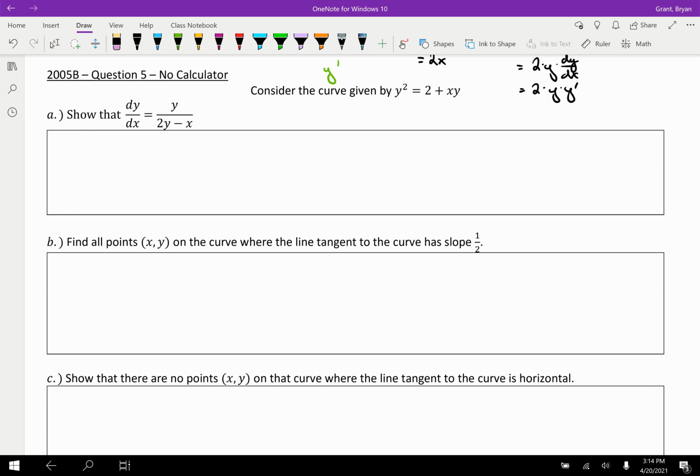This first question, very common, show that the derivative of this function is that. All right. Well, to get dy dx, we might want to focus on this y right here. We would have to do d dx of y. So the key giveaway here is this part that tells us what we need to do to the original equation to match the answer. So let's begin.